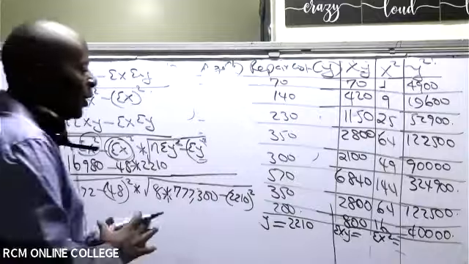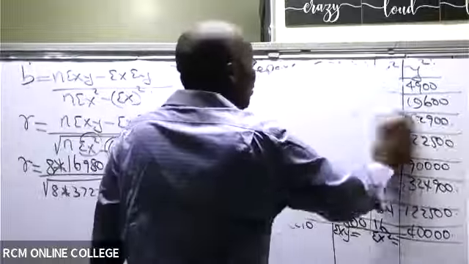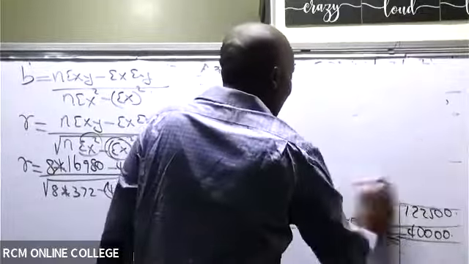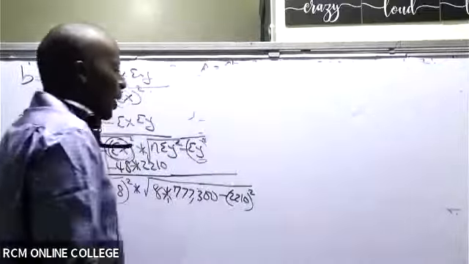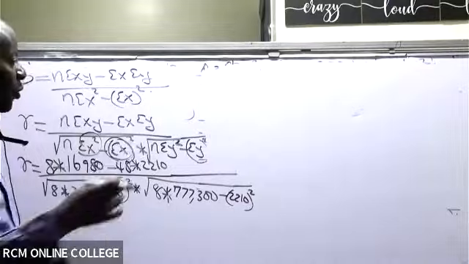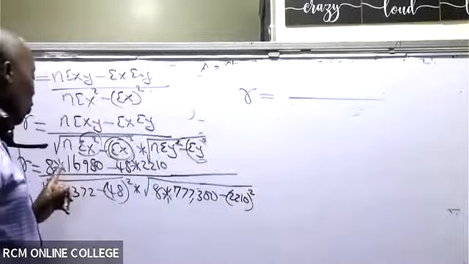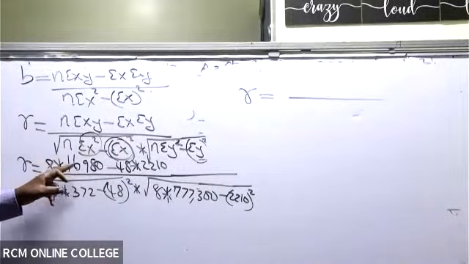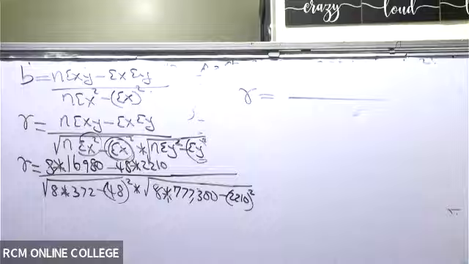It's a very simple thing. So then my R will be equal to what? Is there somebody who is able to remind me the numerator? First of all, you start with the numerator. You say 8 times this minus this times 2210. Give me the numerator value first. Let's start with the numerator first.